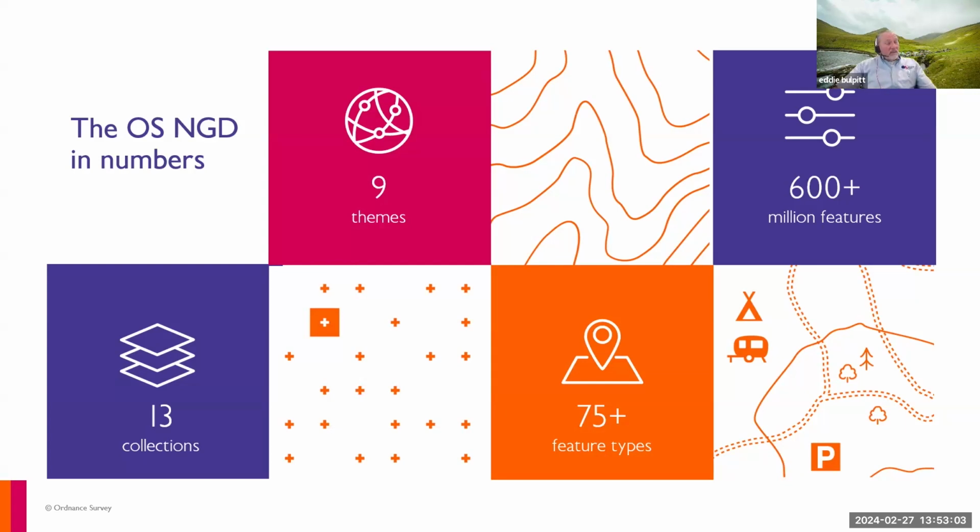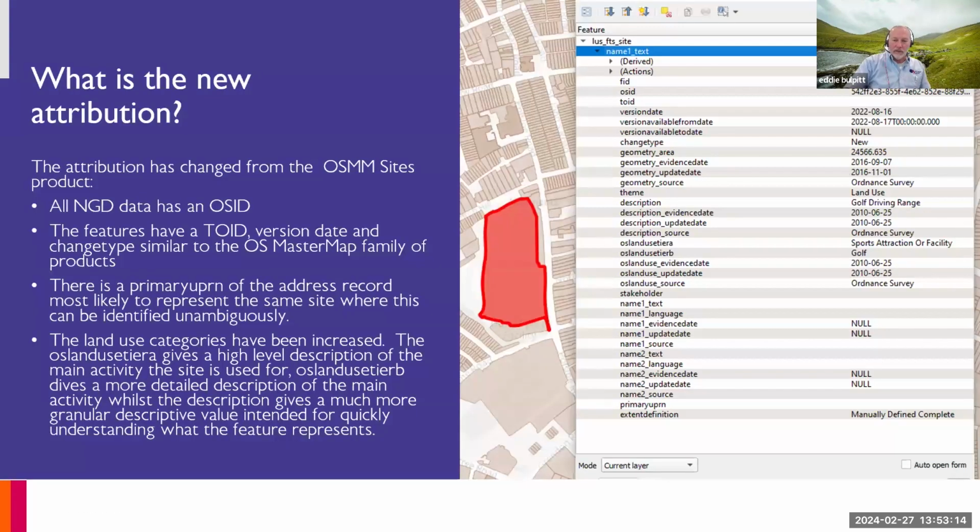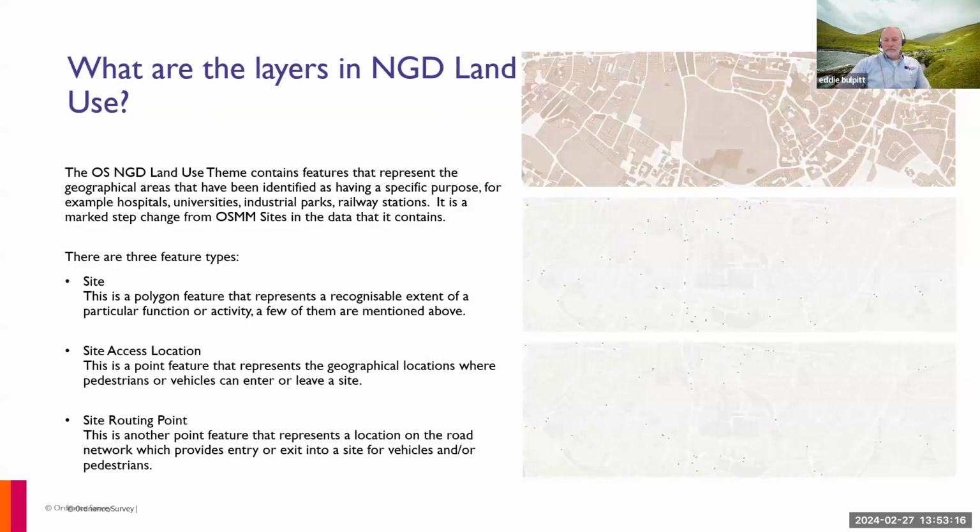So, going to have a quick look at one of the data sets that you can access with the NGD through the OS Data Hub. Again, we could spend hours talking about the different product offerings. Oh, I've gone too far. Let's go back. So let's have a look at land use, as this aligns fairly closely with OS MasterMap sites.